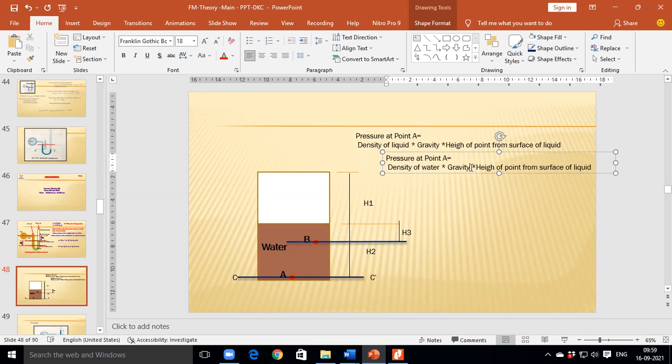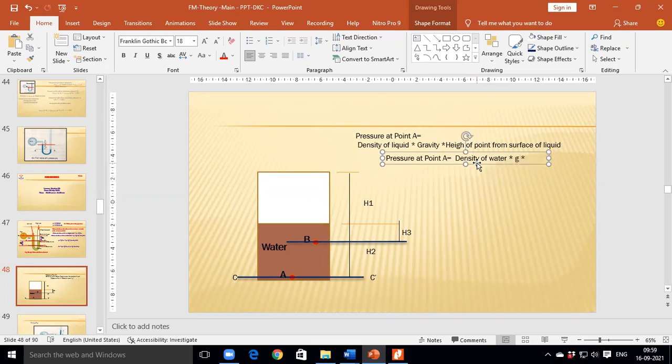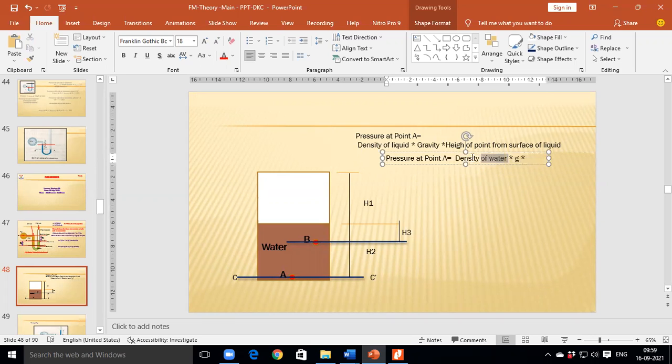Gravity, we can call it as a G notation. What is value of gravity? Acceleration due to gravity? 9.81, correct. And what is the density of water? 1000. We can call it as density of water only. Then multiplied by height of point from the surface of water.